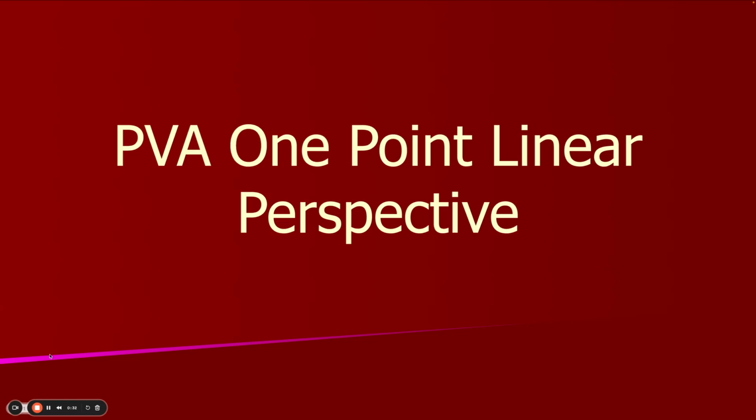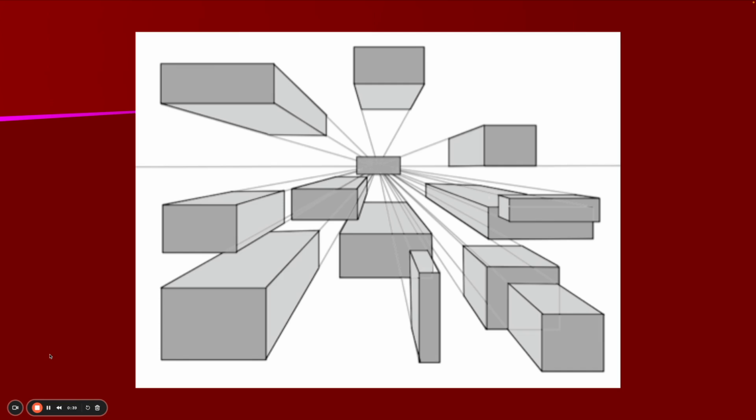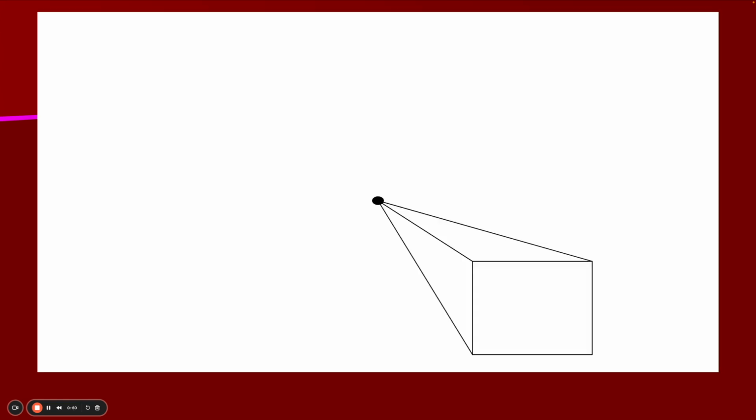Hello guys, let me share with you our next project, which is going to be 1-point linear perspective. So we're basically going to be drawing three-dimensional looking images using what's called linear perspective. And to simplify that a little bit, we're going to put a vanishing point in the middle of our paper, draw the face of an object, connect it to the vanishing point, and it'll look three-dimensional.